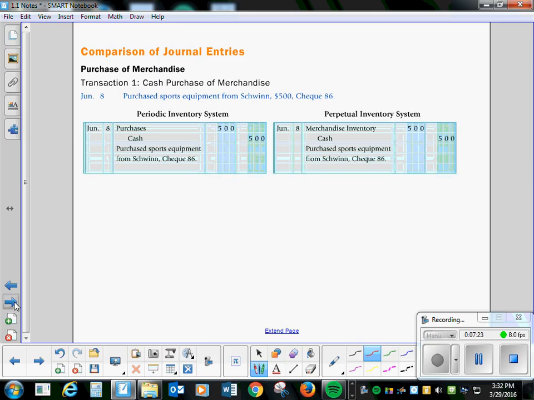So I think this is the important part here. I'm going to show you some journal entries, and the left side is going to be how it would be recorded in the periodic inventory, and the right side will be the perpetual. So: purchase sports equipment from Schwinn, $500 with check 86. This would go to your purchases and your cash. With a perpetual inventory, it would go to merchandising inventory and your cash.